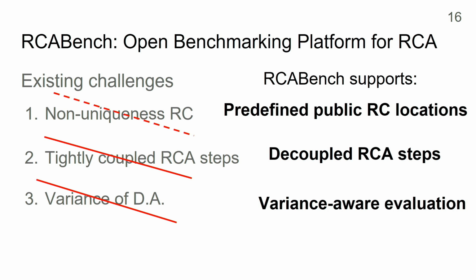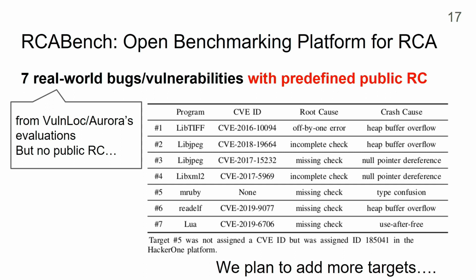So to tackle these aforementioned three challenges, we propose RCABench. RCABench contains three actual vulnerabilities and bugs as the targets. We carefully selected them to include diverse root causes and crash causes, such as use-after-free and buffer overflow. In addition to this selection, we defined the root cause location in advance based on the actual patch and fixes.